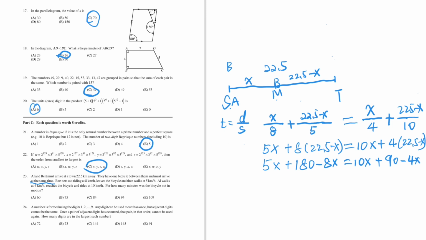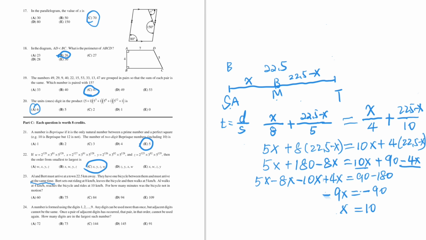Variable terms, we move all to the left, as 8x. 10x move to this side, negative 10x. Negative 4x move to this side, plus 4x equals 90 minus 180. 5x minus 8x minus 10x plus 4x, that's negative 9x. 90 minus 180, negative 90. So x equals 10.